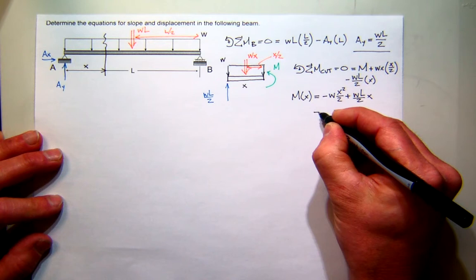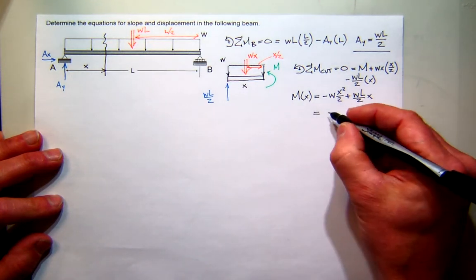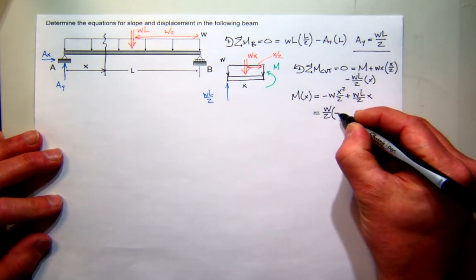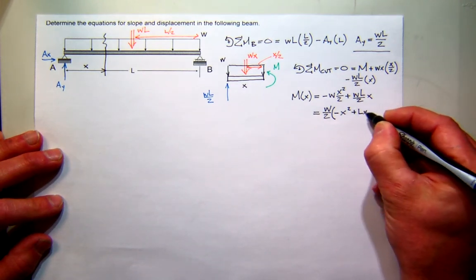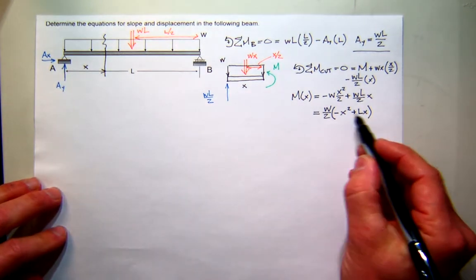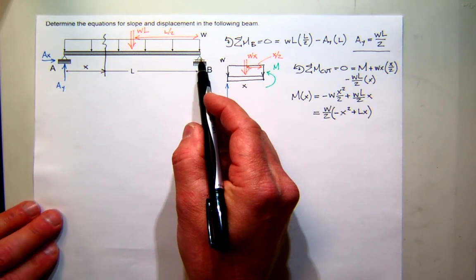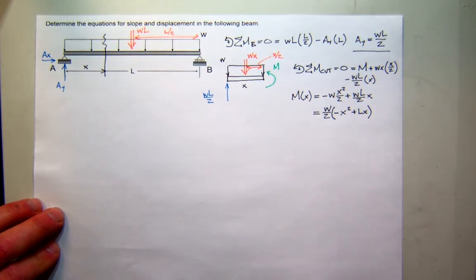Let's see if I can make that a little tidier. They have W and 2 in them, right? So I'll make this W over 2, and I'll end up with negative x squared plus Lx. Now we can check that, right? That should tell us the moment when x is equal to 0 is 0. And if I put x equals 0, that works. Also, when x is equal to L, what should the moment be? 0. So you put in x equal L, and it is 0. So it seems to work.